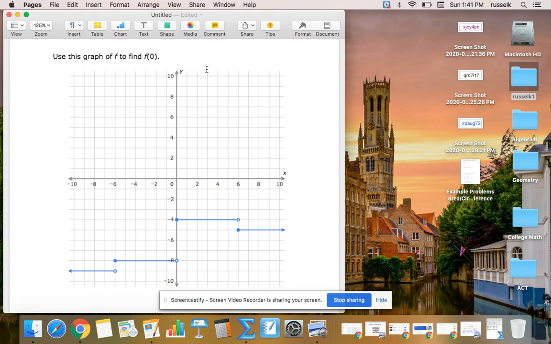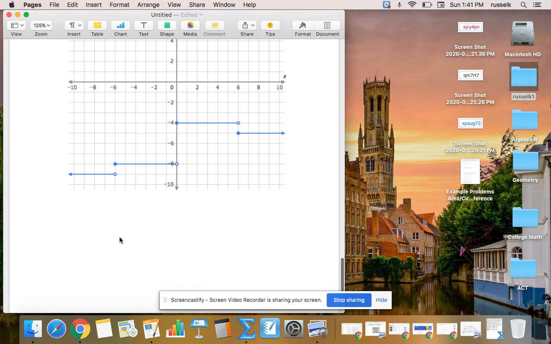Last thing to be careful about is on a graph, if there is an open dot, it's not equal to that point. If it's a closed dot, it is equal to. So if they want us to find f of 0, we would go to 0 on the x, and then as we go down, we notice there are 2 points on our graph. However, this one is open, so it's not -8. This one is closed, so that's the one it's equal to. So in this case, f of 0 would equal -4.